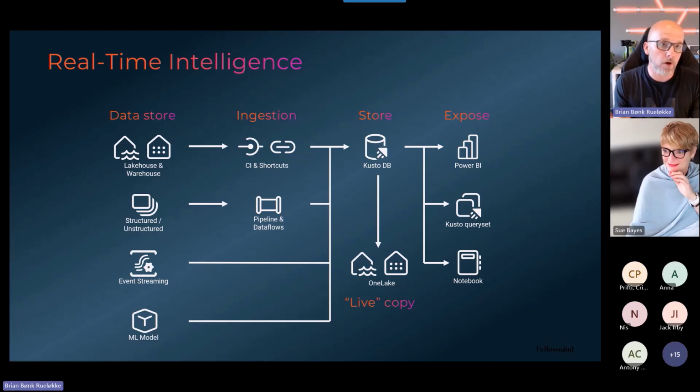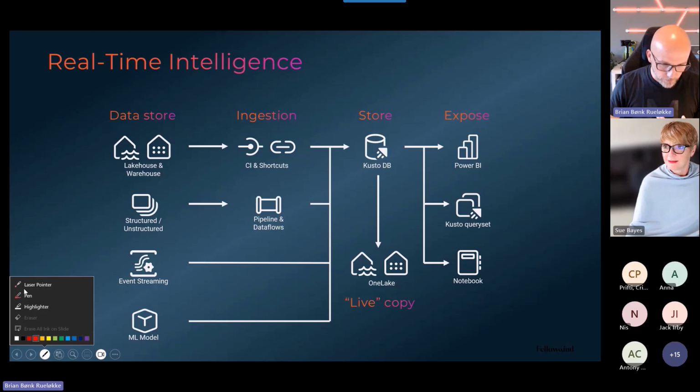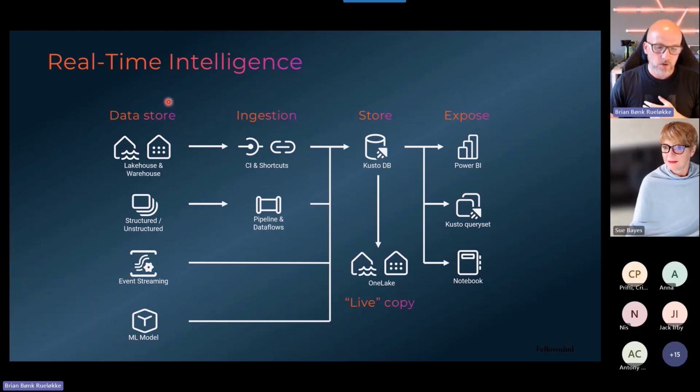This could be a possible architectural drawing on a high level of how we use the Kusto database or real-time intelligence in Fabric. Let me see if I can find my pointer. It's that one. To our left, we have the data storage. We have the lakehouse, the warehouse, structured, unstructured data, whatever data we have. Then we can, in different ways, attach that data or ingest that data.